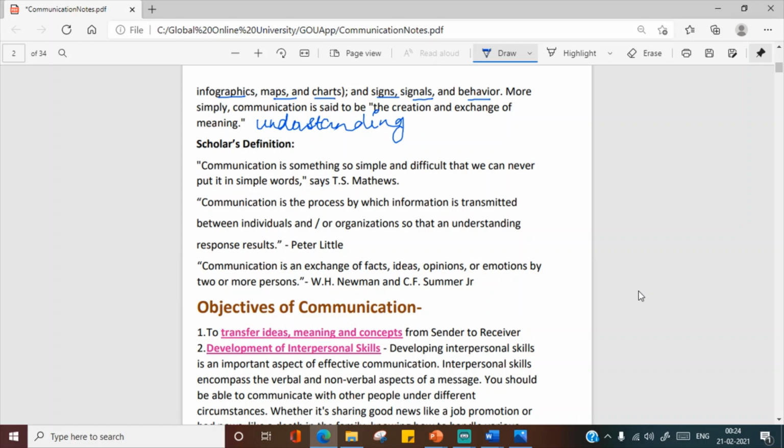One more definition is, communication is an exchange of facts, ideas, opinions, and emotions by two or more persons. So, very simple. When you want to say something, you want to transfer your ideas or thoughts, you can use different ways to give your message to the other person.